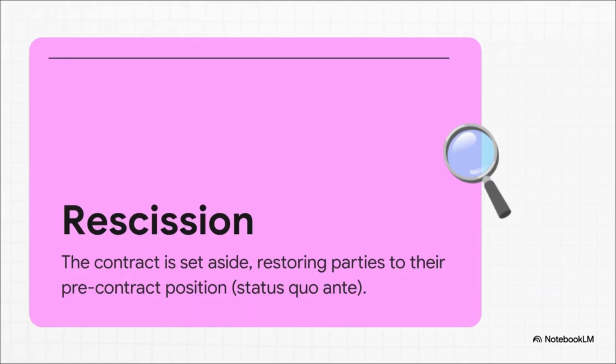Think of rescission as a giant undo button. You're effectively hitting reset, treating the contract as if it never even happened. To do this, the innocent party has to tell the other side, hey, I'm rescinding. The whole point is to put everyone back to where they were before the contract was made.